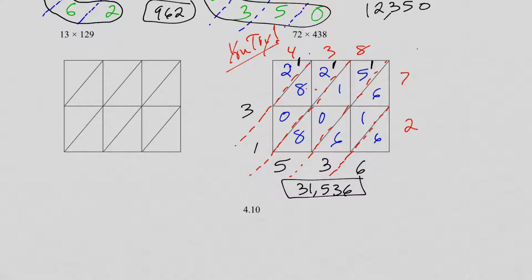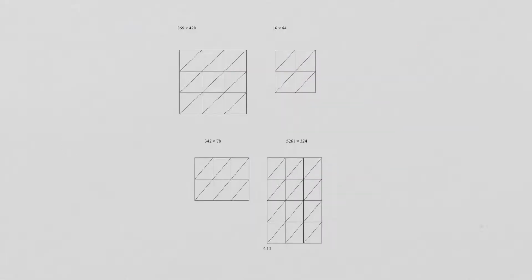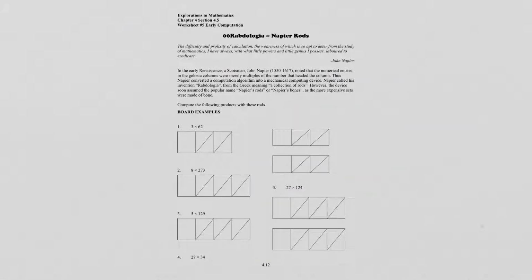All right, well, let's move on to the third way that's taught in the textbook, and you do have to be knowledgeable on it, and that is Napier's rods. This third method was developed from the lattice method by a guy named John Napier. So let's actually go to 4.12 where it has Napier's rods.